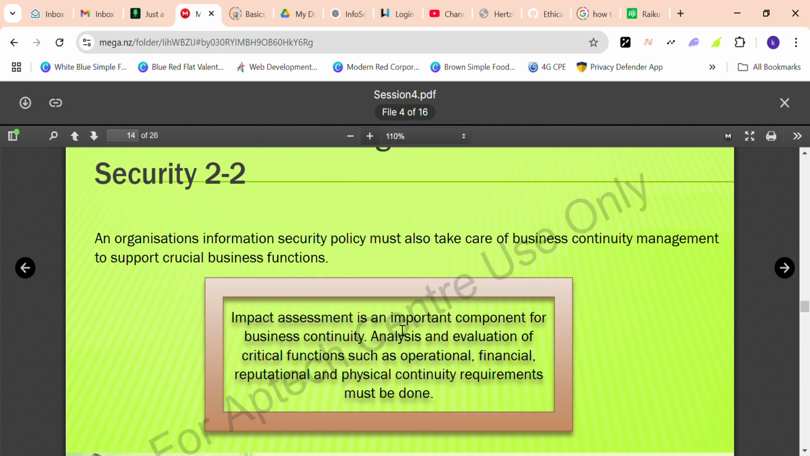An organization's information security policy must also take care of business continuity management to support crucial business functions. Impact assessment is an important component for business continuity. Analysis and evaluation of critical functions such as operational, financial, reputational, and physical continuity requirements must be done. Information security management also must manage business continuity in case there is any intrusion, any attack. So you should know that this is what we are talking about here. They must implement a framework. There must be a prepared plan to make sure that business operations continue, even if there is any intrusion on business operations.